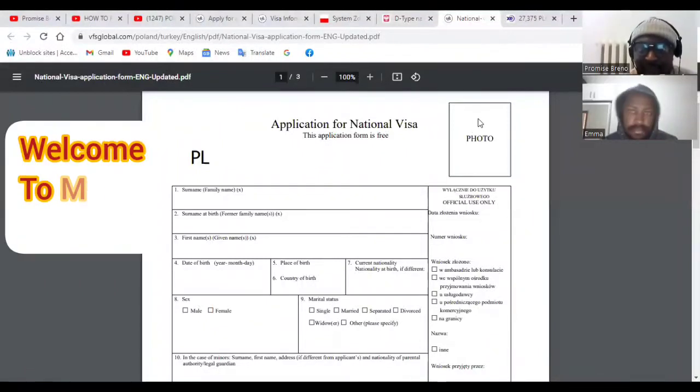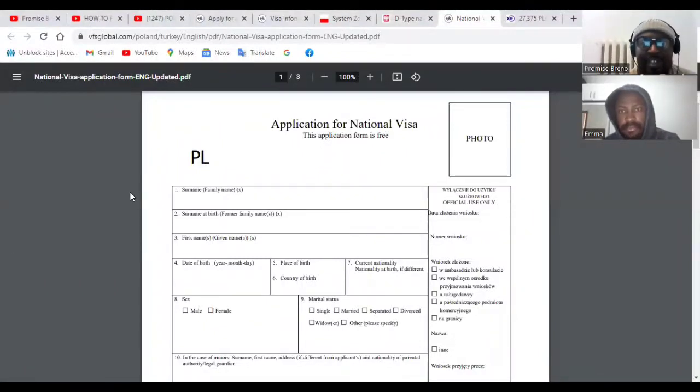So the photo has to be affixed here. Okay. Now this is for those in Turkey. You can print out this form, which I'm going to put in the description. You can print out this form and fill it by hand. For those in Nigeria, you don't need to print out the form. You have to fill it online on the e-consulate portal or system.